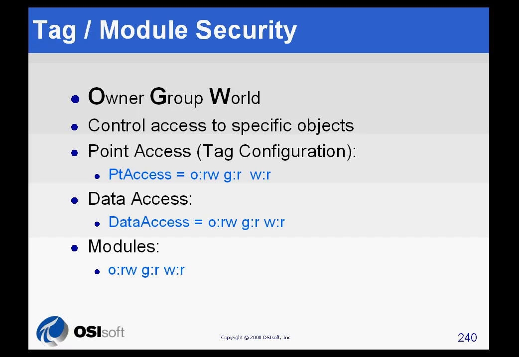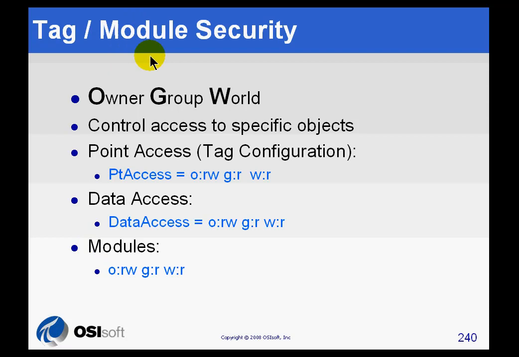Okay, now that we've discussed how the RT Web Parts application in general gets access to Pi, let's talk about the specifics of how individual users can either be granted or disallowed access to individual Pi tags or Pi modules in the module database.